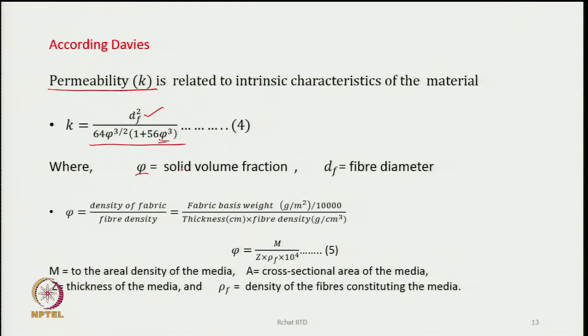This equation was developed by Davis. There is a standard reference, anybody can just search on Google, you will find these equations. And what is this solid volume fraction? Most of you will know, it is the simple ratio of fabric density to fiber density, and this ratio is known as the solid volume fraction of fibers in a nonwoven structure.